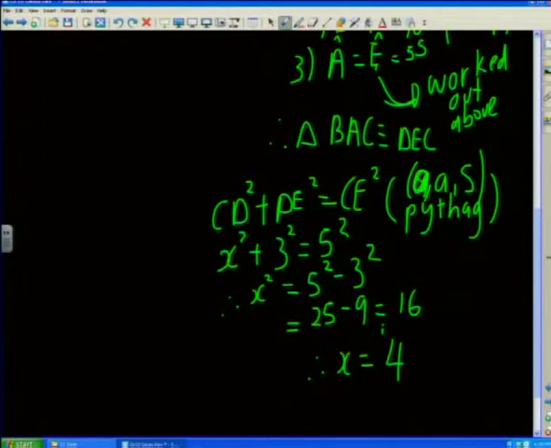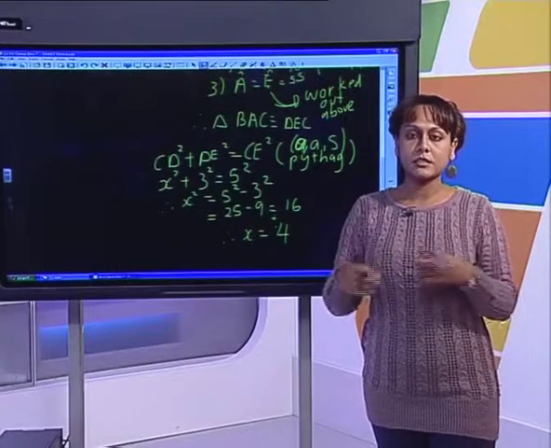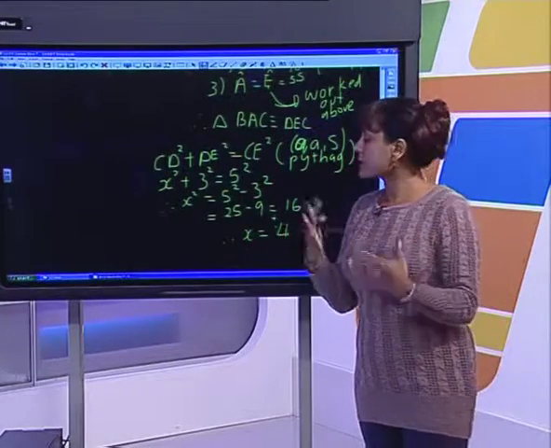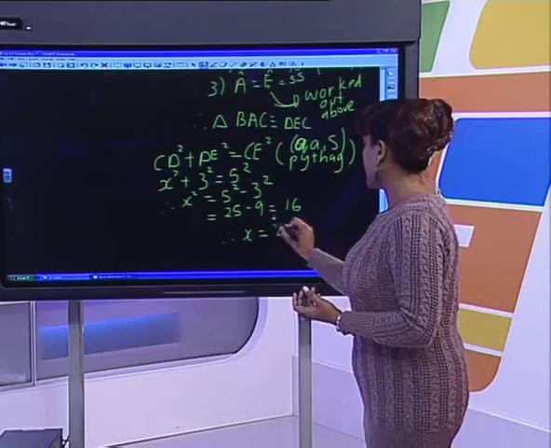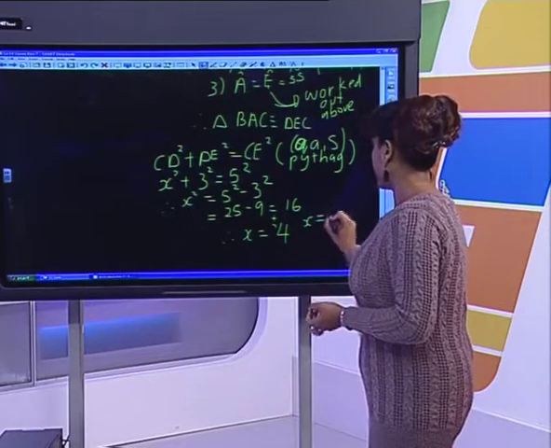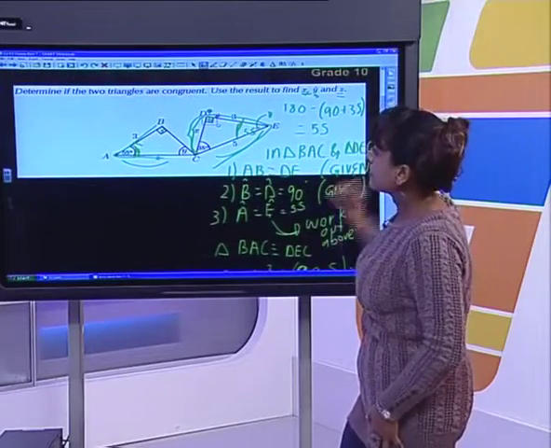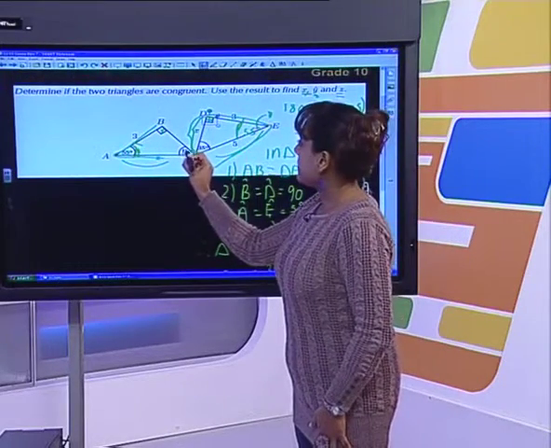Now remember, whenever you take the square root, it's always plus or minus an answer, but because we're looking at the length of a side, it is impossible for us to have negative 4 units. So therefore, x cannot be negative 4, it has to be positive 4. All right, so we've got the length of x. Next thing we need to find out is the size of angle y.